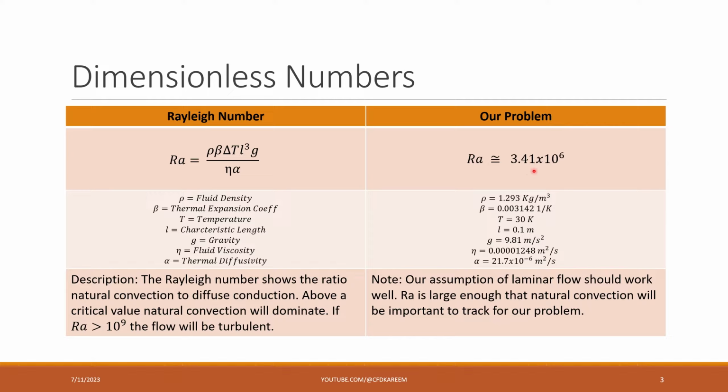So if we take that Rayleigh number and we look at the description that we were talking about before, we can see that our assumption of laminar flow should work well. It is not over that 10 to the 9th value for turbulent transition. And this 10 to the 6th number also crosses the natural convection threshold, which means that natural convection will be important for our problem, and we should track it in our problem.